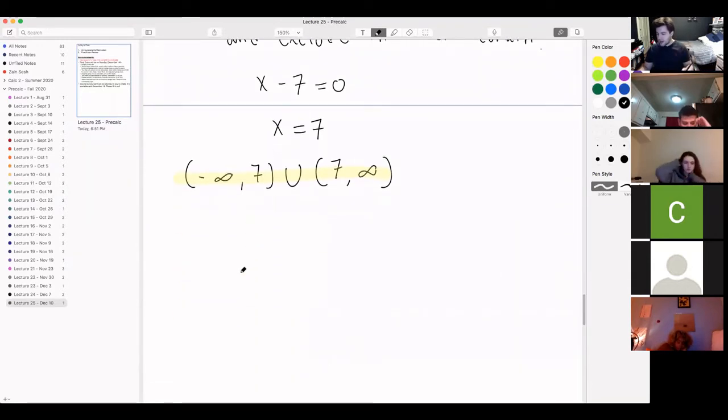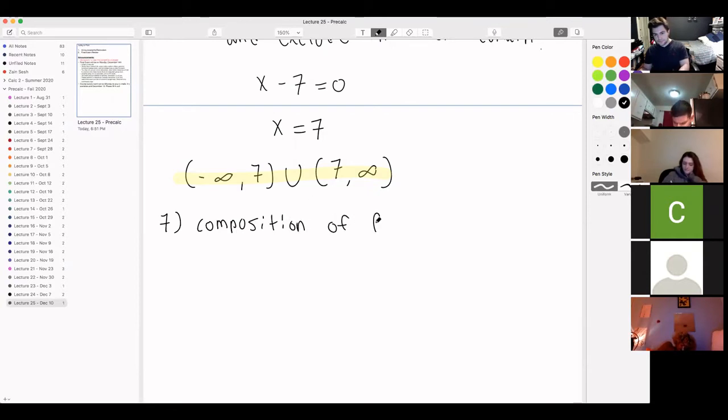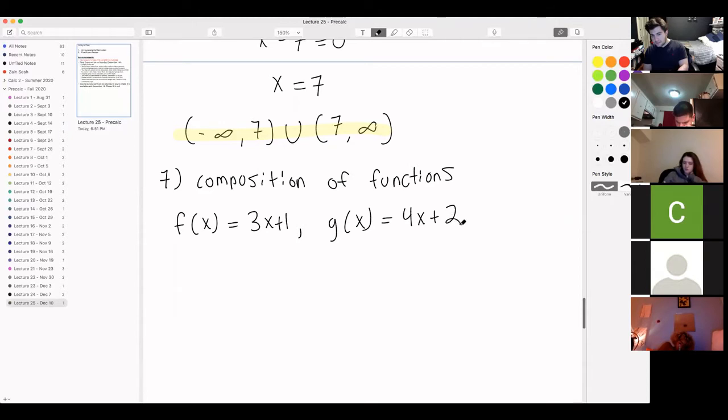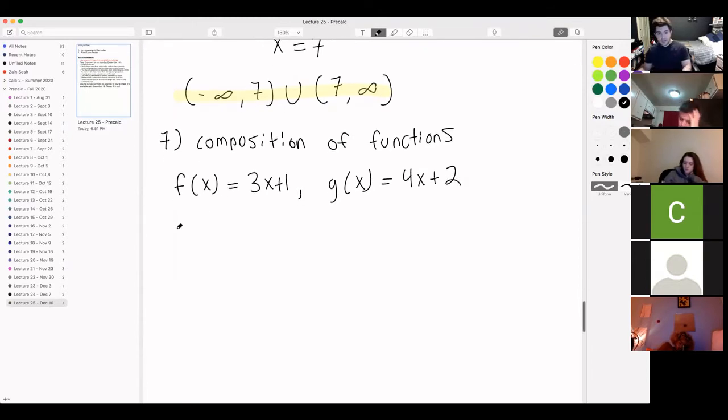Okay, good. So how about composition of functions? Okay, so how about here? I'll give you two functions and I'll tell you to compute the composition f of g of x. So let me say that f of x is equal to 3x plus 1, and g of x, another function, is equal to 4x plus 2. All right, and I would like for you to find f of g of x.